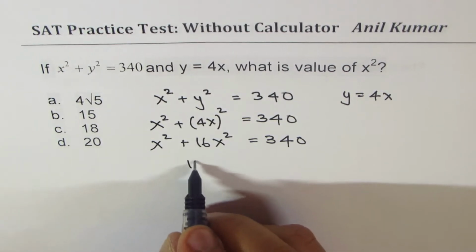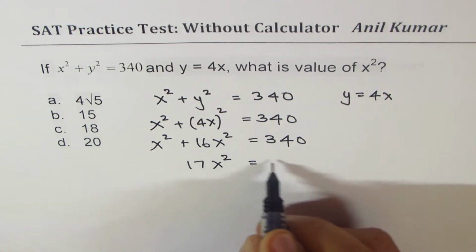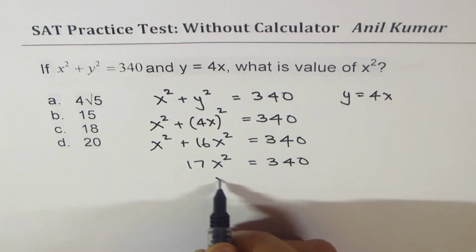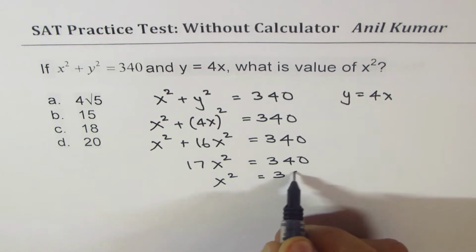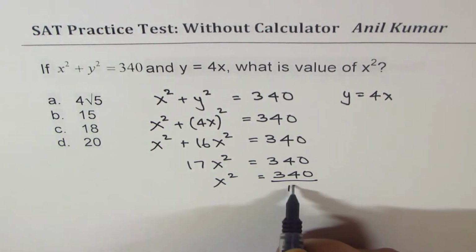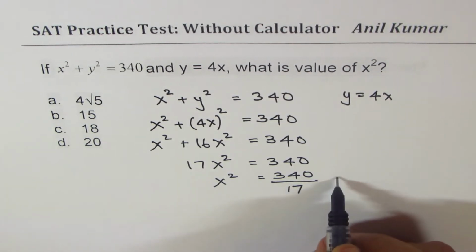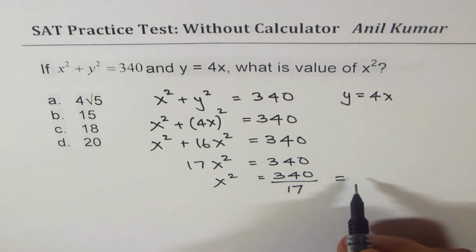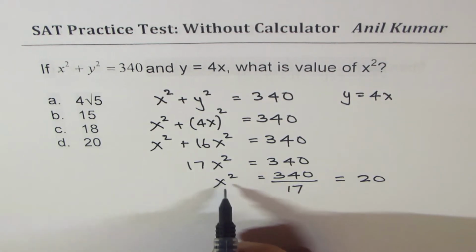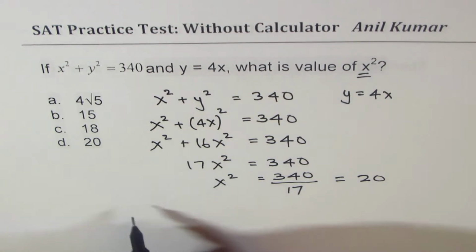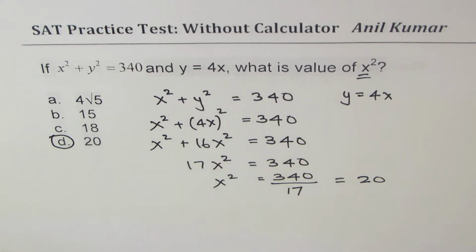1 plus 16 is 17. So we get 17x squared equals 340. x squared equals 340 divided by 17, right? 17 times 2 is 34, so we get 20 here. So x squared is 20. That is what we need to find. Option D is the correct option.